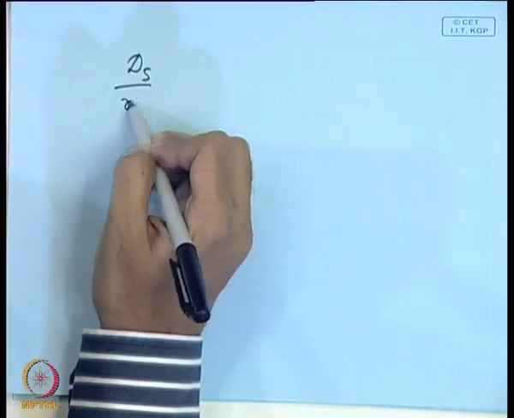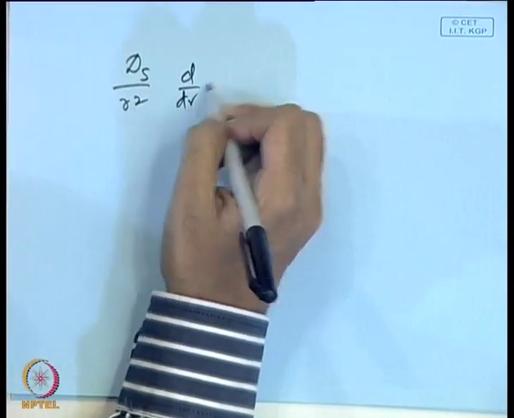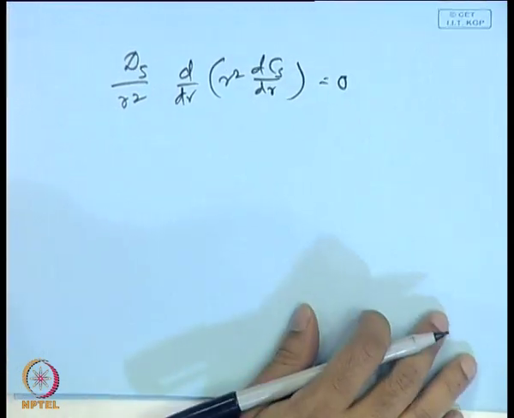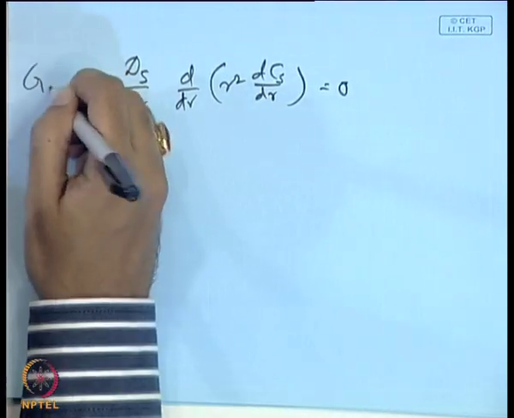Still in the spherical coordinate, what is the governing equation? It is d/dr of r squared dCs/dr equals 0, divided by r squared. So that is my governing equation.